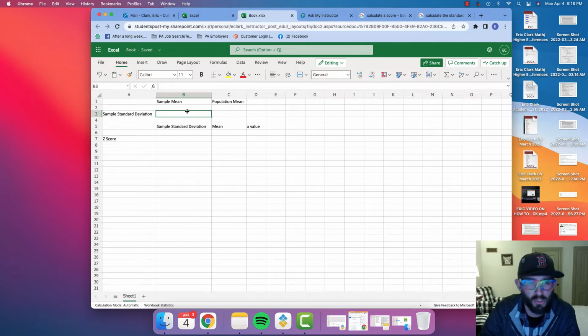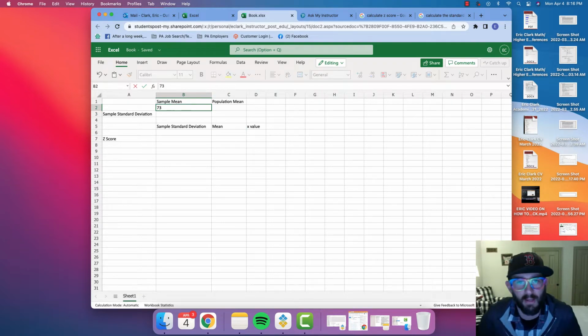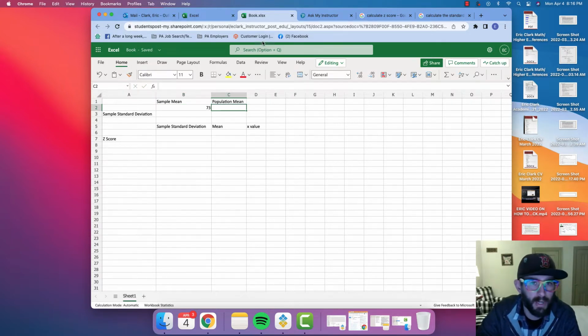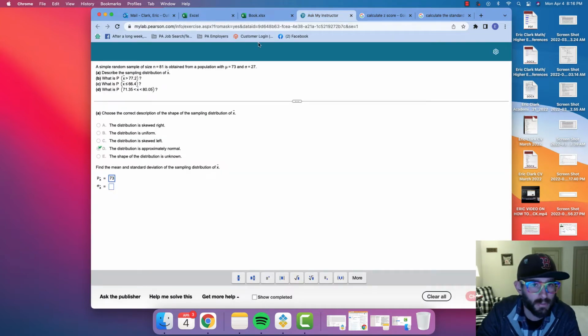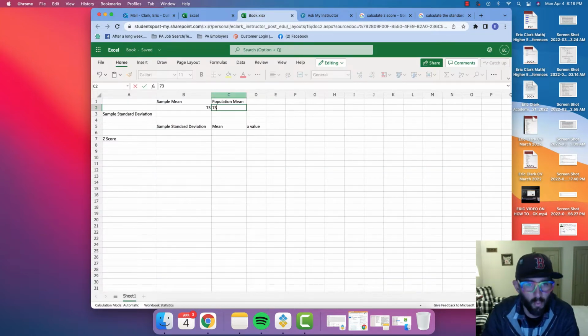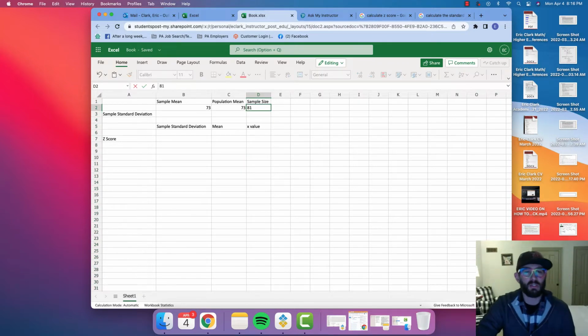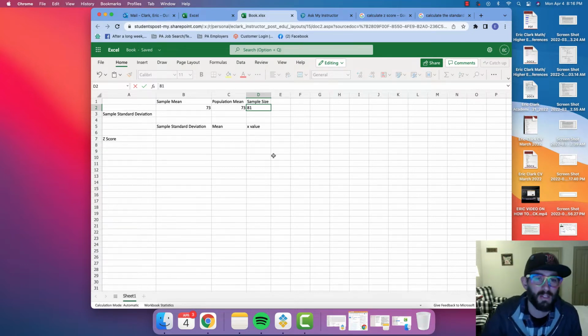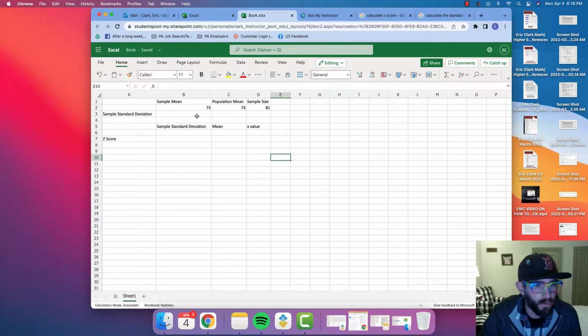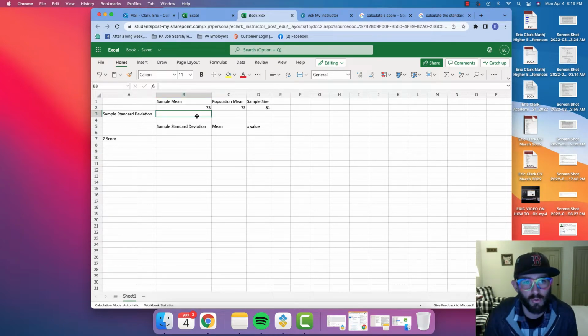What I want to do is show you how to construct a formula in Excel that helps you do some of this work. The population mean in this problem is going to be 73. And one other thing that we need to add here is sample size. If you want to take a minute and pause the video, you can fill out a table of your own using Excel or Google Sheets, and it's going to provide you with something fairly similar. So here we are going to write a formula.